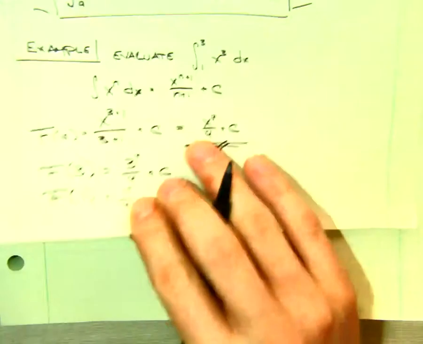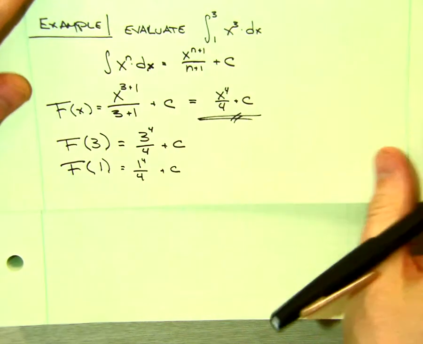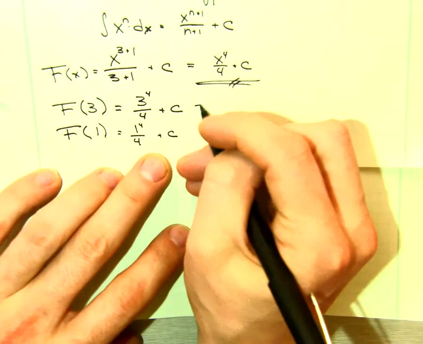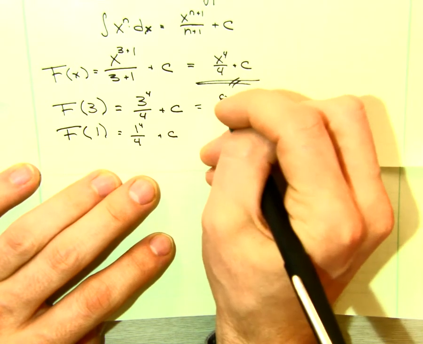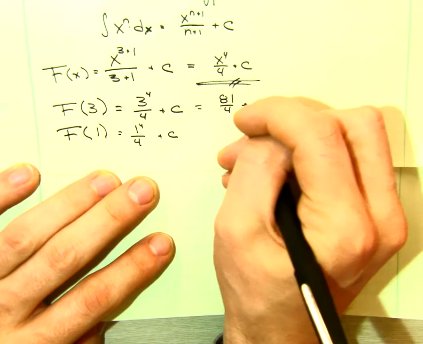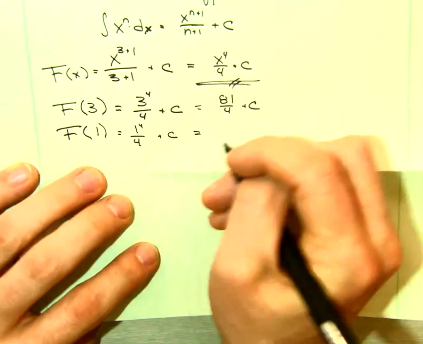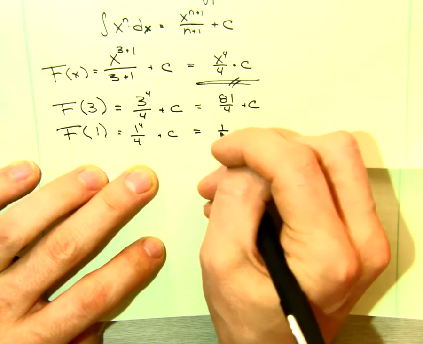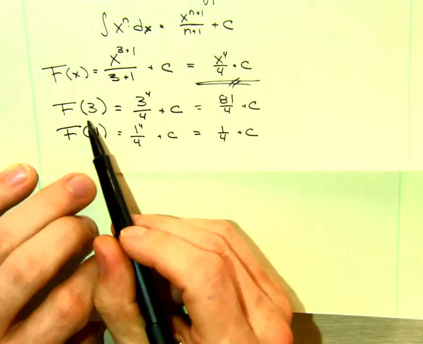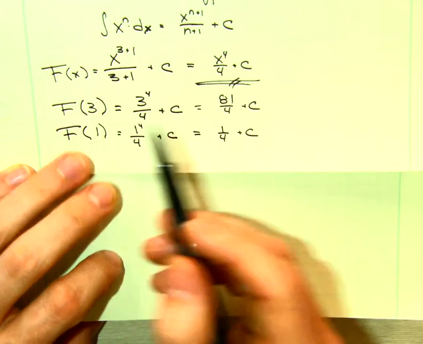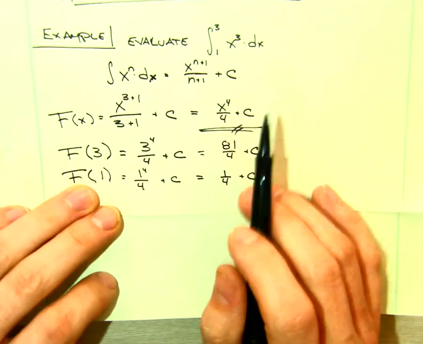Let me move my paper up here. So 3 to the 4th, let's see, that's 9, 81 divided by 4. So we end up with 81 divided by 4 plus c. And here we've got 1 divided by 4 plus c. Exactly right here. Now we're not quite done yet. We've got my F of 3, I've got my F of 1. These are the 2 endpoints from the original problem that I was given.